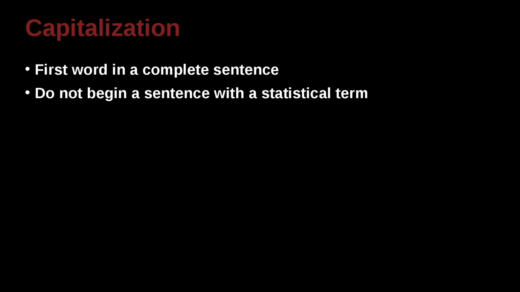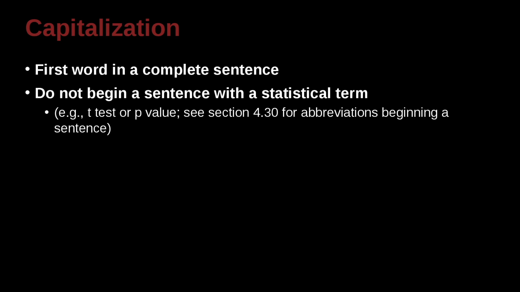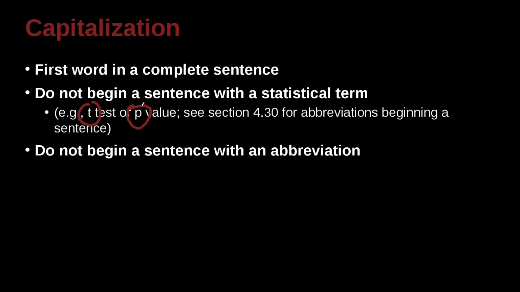Do not begin a sentence with a statistical term. And we're going to talk more about this later, but for example, you would not begin your sentence with t-test or p-value, because if you did that, you would have to capitalize t or p. But t and p, in this case, should not be capitalized because they are statistical symbols.